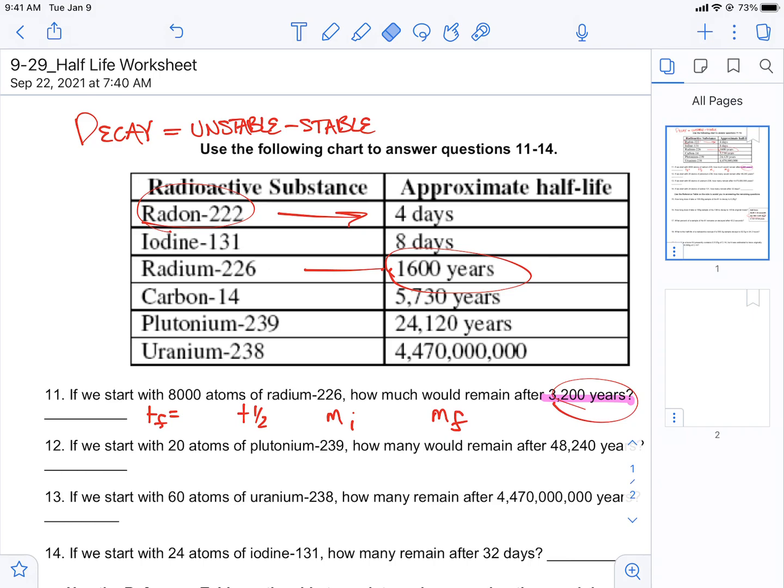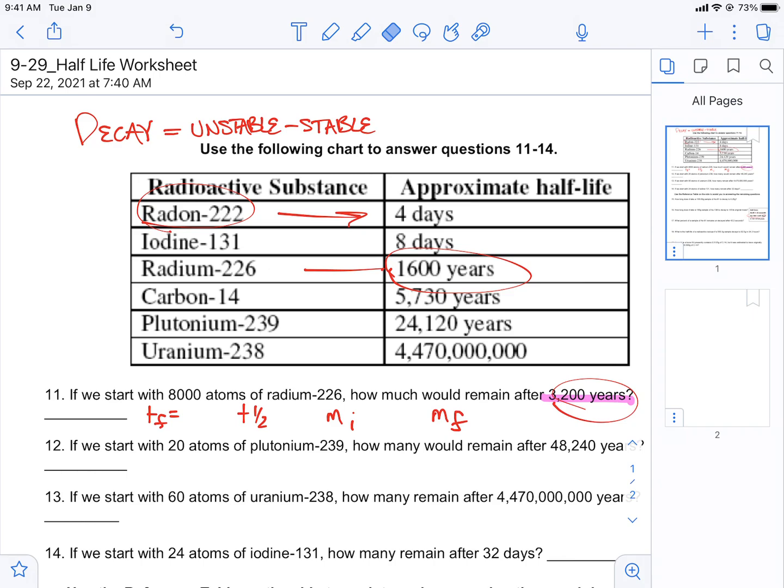If you finish your review guide and you're ready for a little bit of a challenge or a new concept, we're going to do a quick tutorial on how to calculate radioactive decay in terms of its half-life. And first of all, what does radioactive decay mean?